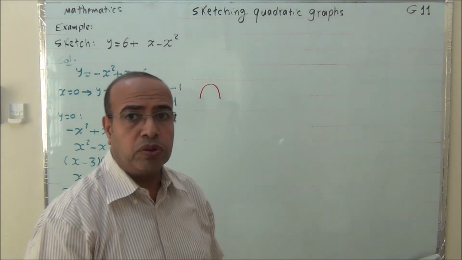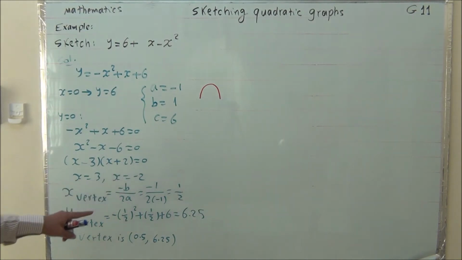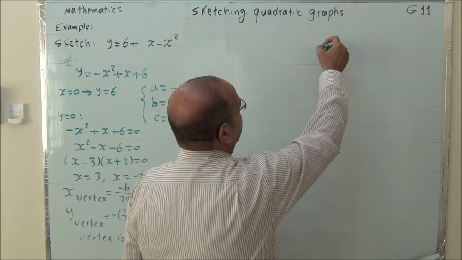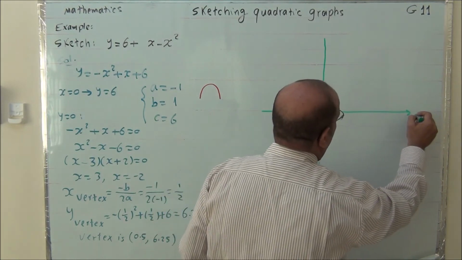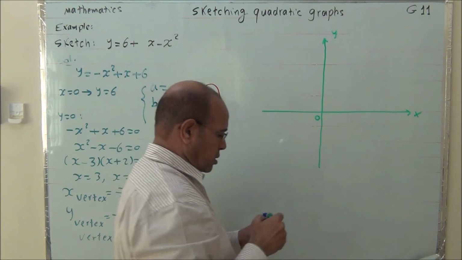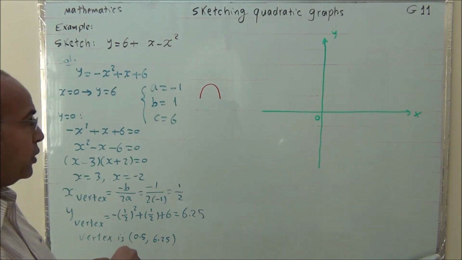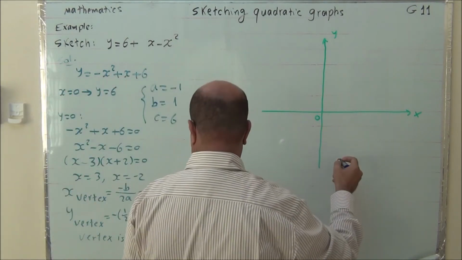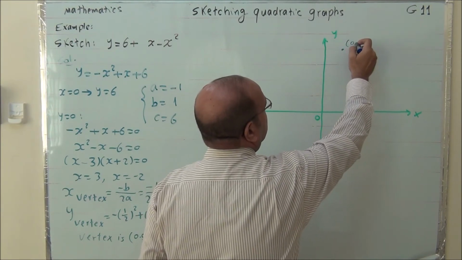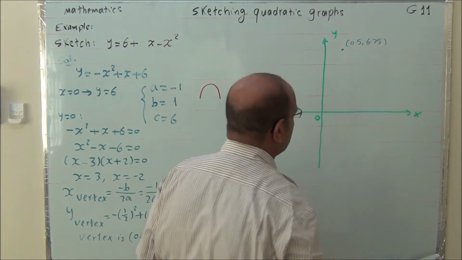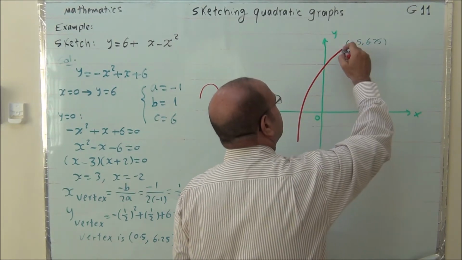Now we sketch the graph. We draw the x-axis and y-axis. We see the coordinates 3 and -2, and y is positive, so we draw this graph like this. We start with the vertex 0.5, 6.25. So the vertex is that point, x is 0.5 and y is 6.25. We draw the shape. So this is the shape. It's U-shaped, open downwards.